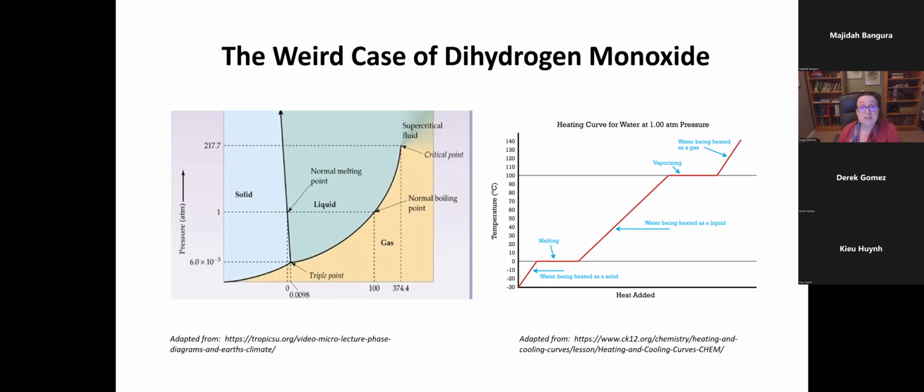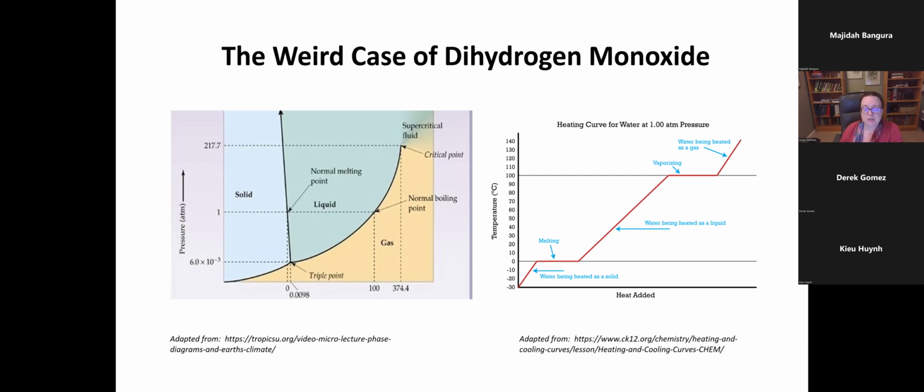For most materials, and by most I mean like 99.999% of them, that line slopes in a positive direction. It slopes towards the right there. It leans to the right. This one leans to the left. Okay, and it's one of the very few materials that does this. And that has a consequence, right?